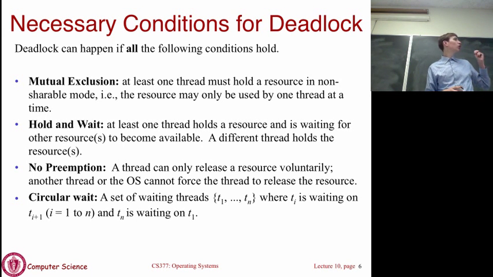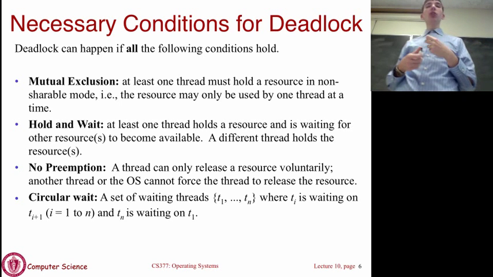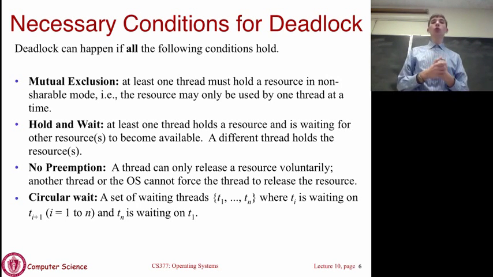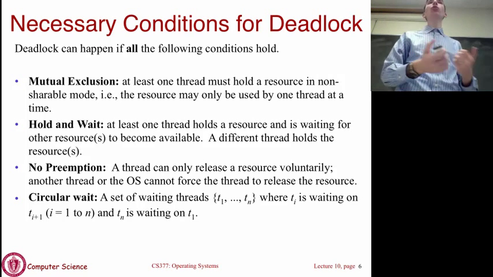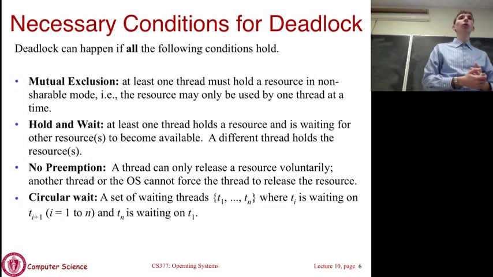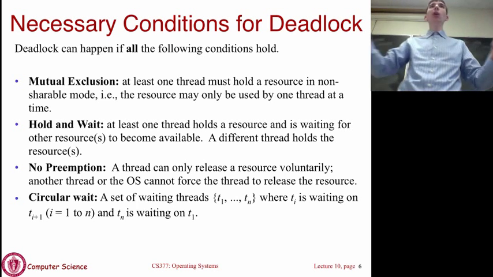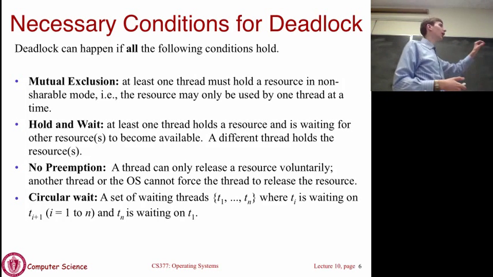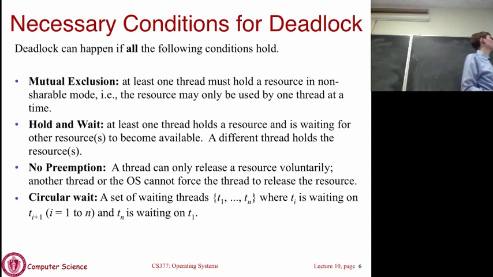The third condition is no preemption. That's where a thread can only release a resource when it chooses to. You can't have some other thread come in and force the first thread to release its resource. Because in the previous example, if we were able to force one of the threads to give up the printer or the disk, then we might still be able to proceed. So you need to have no preemption. You can only release resources voluntarily.